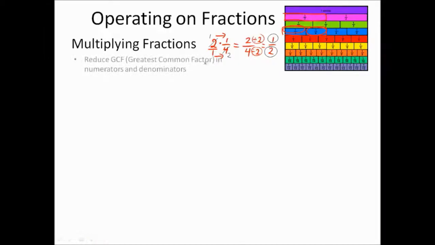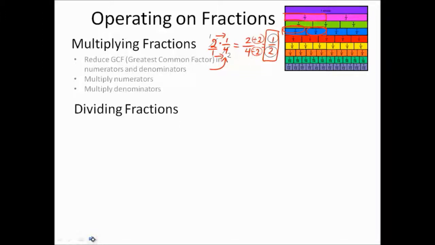So the easiest thing is to first reduce your greatest common factor in your numerators and denominators. So that's what I did right there. Next, you want to multiply your numerators, and then you want to multiply your denominators, leaving you with the answer.